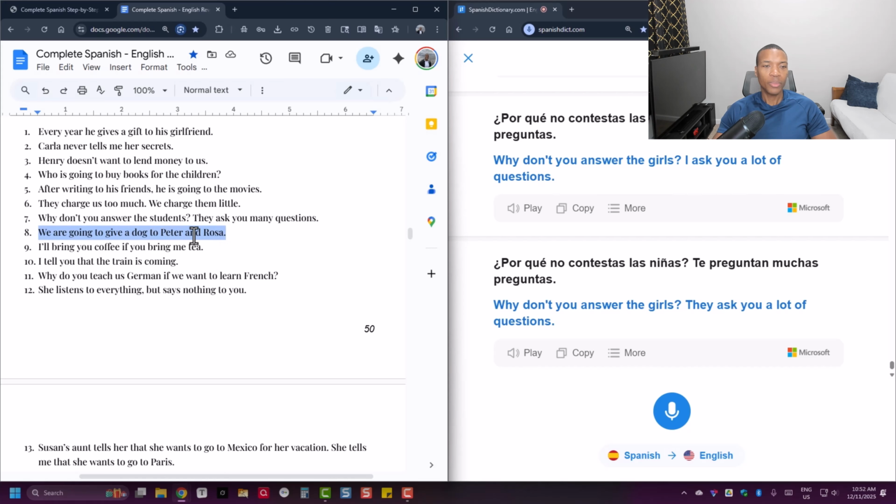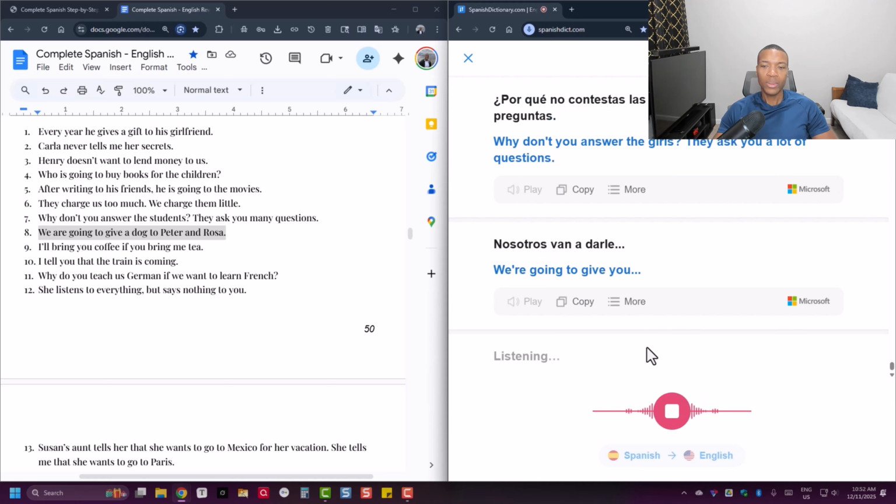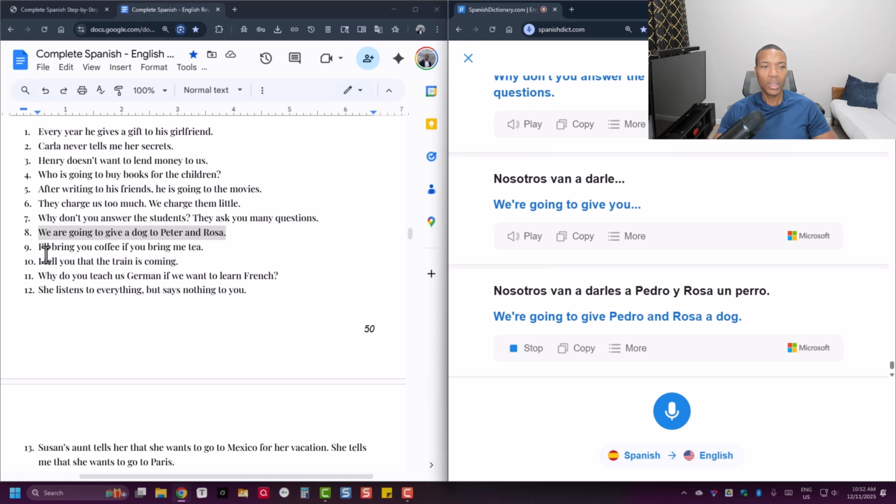We're going to give a dog to Peter and Rosa. Nosotros van a darle. We're going to give a dog to them. Nosotros van a darles a Pedro y Rosa un perro. We're going to give Pedro and Rosa a dog.